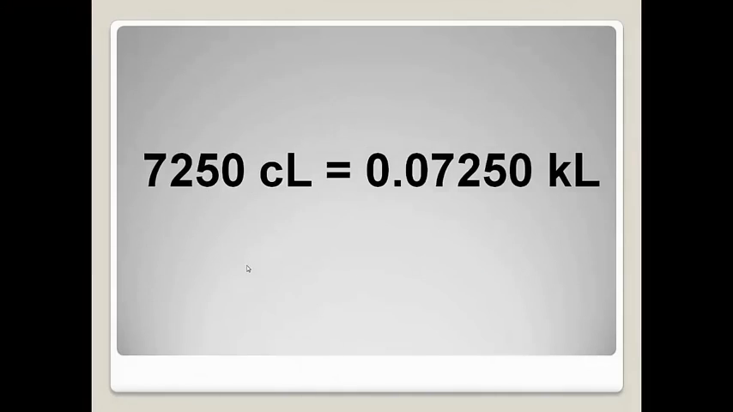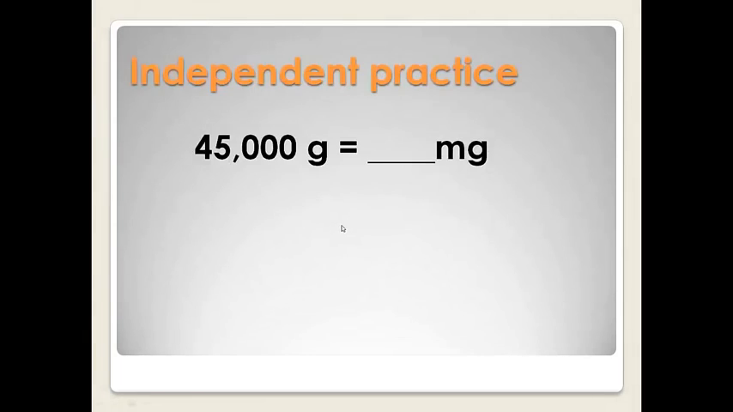We added these 2 zeros here as placeholders. We don't really need this first one, but sometimes it makes it a little bit easier to read. So 7,250 centiliters is 0.07250 kiloliters.